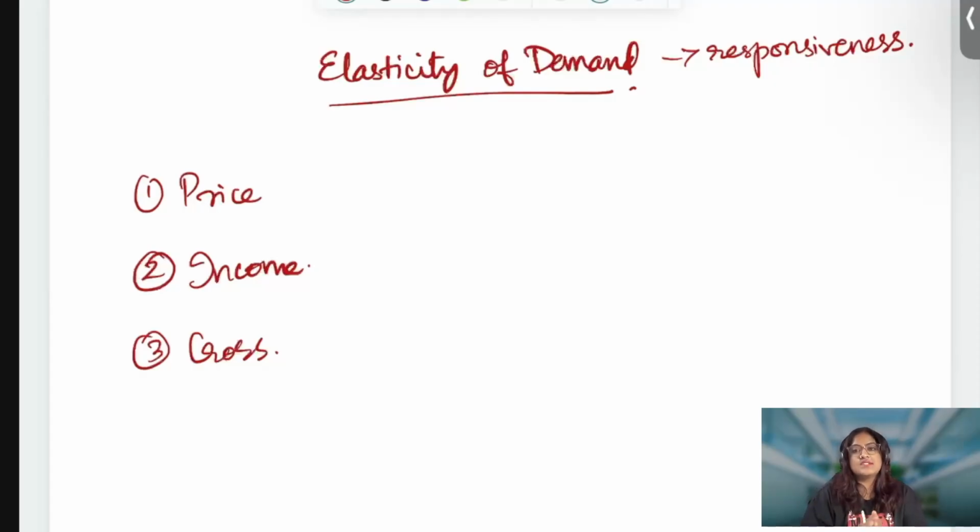Now, today we have discussed movement, shift, and how demand reacts to different factors. But now let me leave you with an important question. If price increases, demand falls. But how much does it fall? Does it fall a little? Does it fall a lot? Or does it not change at all? In the next class, we will study the concept of elasticity of demand in more detail, which helps you measure the intensity of consumer reaction.